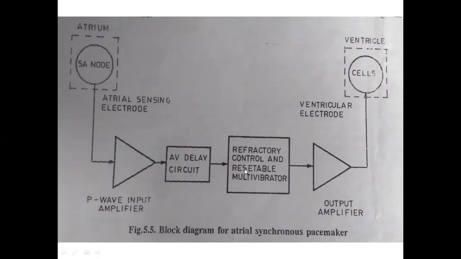The pulses produced by the resettable multivibrator are similar to the pulses produced by the AV node in the real heart's electrical conduction system. Like that, it produces the pulses to the ventricle, and due to that the contractions happen. So like this, we can provide the artificial electrical impulses.